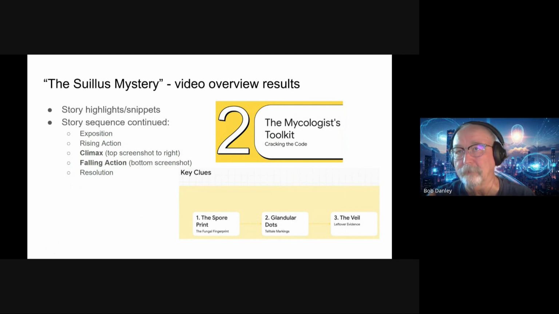And the top one on the right is a slide, basically the climax, cracking the code, as these two fellows looked at the physical characteristics of these mushrooms, trying to figure out a way to identify them in a way that's not as frustrating and confusing as it had been over the last 100 years or so, okay? And the falling action part of the story is these are the three physical characteristics that they use to classify these mushrooms or identify them.